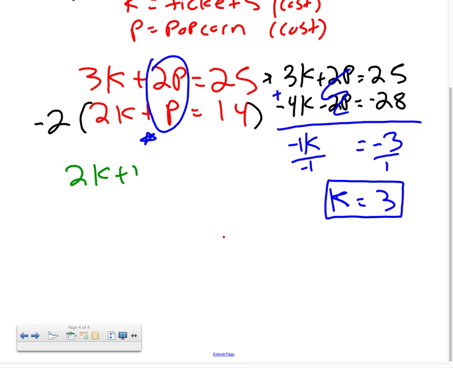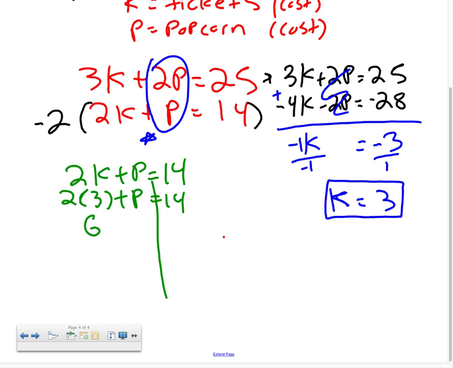2k plus p equals 14. I'm going to put a 3 in for k because that's what k is, 3. Whoops, I wrote my 3 backwards there. I'm sorry. Let me do this correctly this time. Plus p equals 14. Then I go through my linear equation steps. So 2 times 3 is 6. Subtract 6, and we get p equals 8.